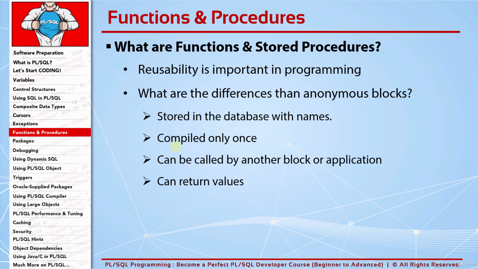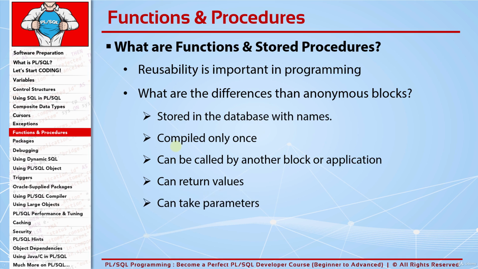The anonymous blocks cannot be called, so they cannot return any value. But functions can return some values. For example, when we call the sum function, it adds all the values and returns us the sum of them. On the other hand, procedures can return some values in some different ways, but we will see that later. For now, we will know that functions can return values, but procedures don't.